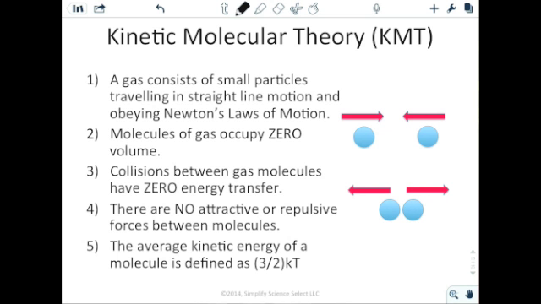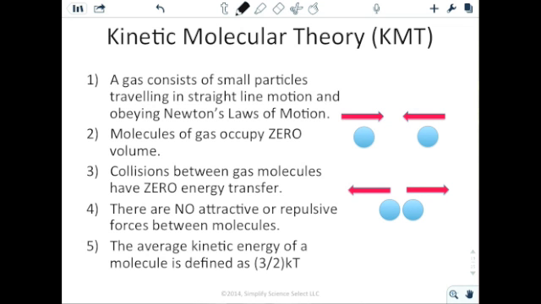Number 1, a gas consists of small particles traveling in straight line motion and obeying Newton's laws of motion. The next one is that molecules of gas occupy zero volume. We actually know that they occupy a little bit of volume, but again, we use these postulates to better understand what real gas behavior acts like.